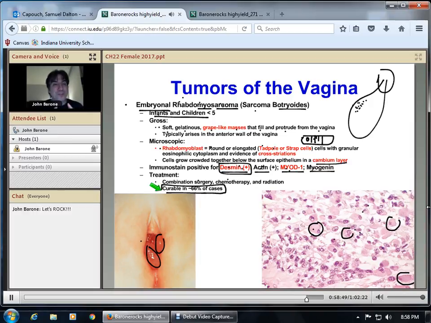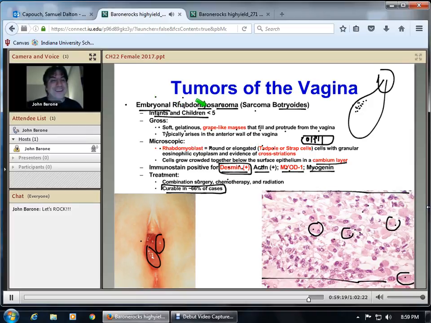Okay, now look at other buzzwords. Grapes coming out of the vagina. Botryoides means grapes. Number two, under the microscope, the tumor cells are growing in a layer. This layer is called a cambium layer. Then you'll see these cells that look like muscle, the tadpole cells that are elongated like a tadpole, strap cells. They're positive for desmin, MyoD1. They have cross striations. These are lots of clues to make sure you know it's a muscle tumor.